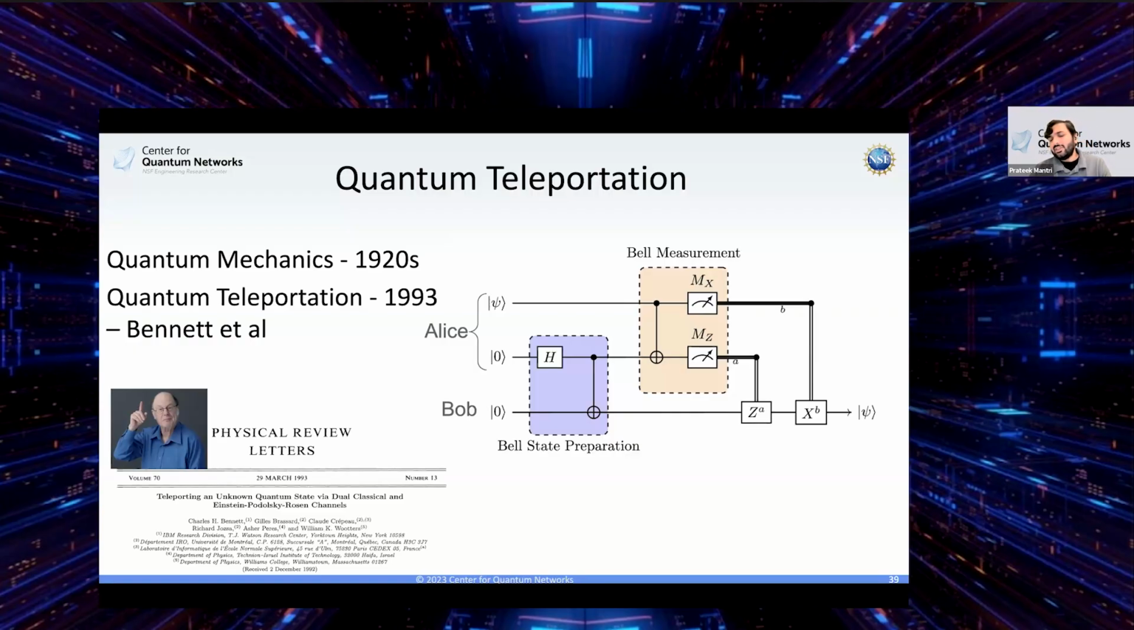And one might even wonder how people come up with protocols like this. Quantum mechanics was discovered in the 1920s, and this protocol was discovered by Charles Bennett in 1993. Charles Bennett has also been credited with developing a lot of the quantum repeater protocols. So as a community, it took us about 70, 75 years to come up with stuff like this. So yeah, quantum mechanics is difficult. It takes time to come up with the real cool stuff.